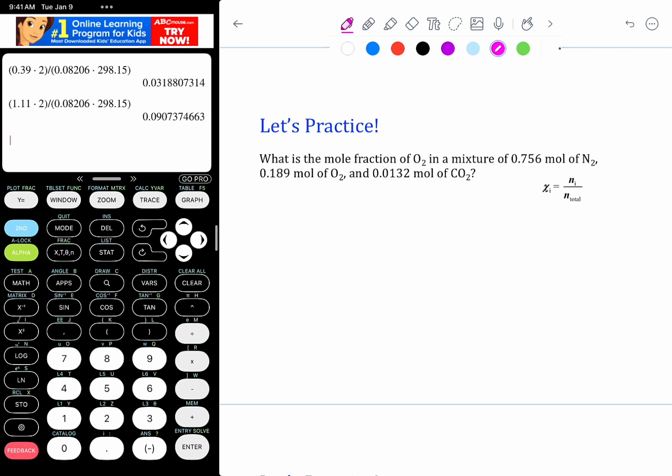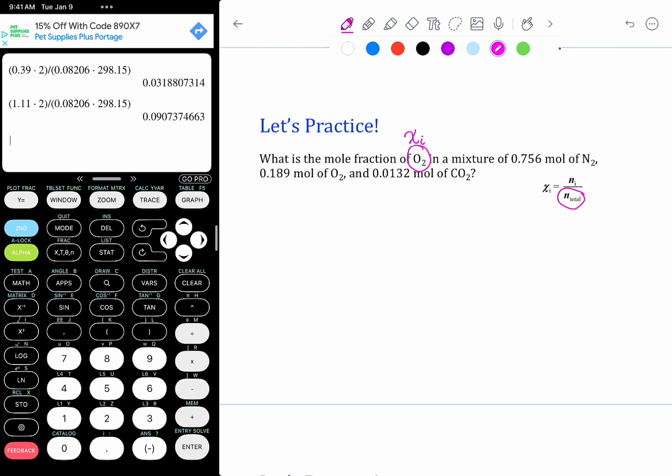So, what is the mole fraction of O2 in a mixture of 0.756 moles of nitrogen, 0.189 moles of oxygen, and 0.0132 moles of carbon dioxide? Well, I want to find n sub i of oxygen, so that's what we're looking for. So we need to find the n total first and then divide. I should say this wouldn't be the n sub i. I want to find the chi. There we go. That's a better representation. I want to find the mole fraction of oxygen.